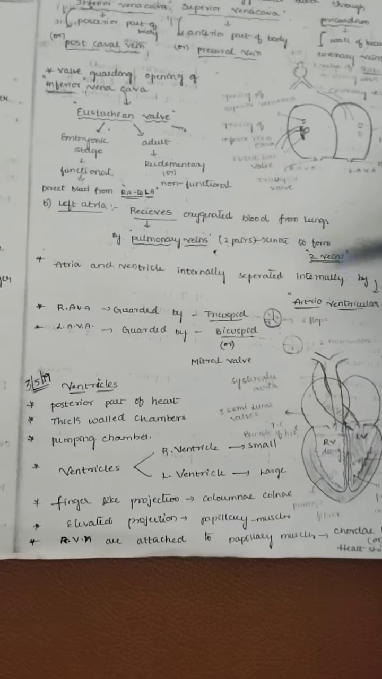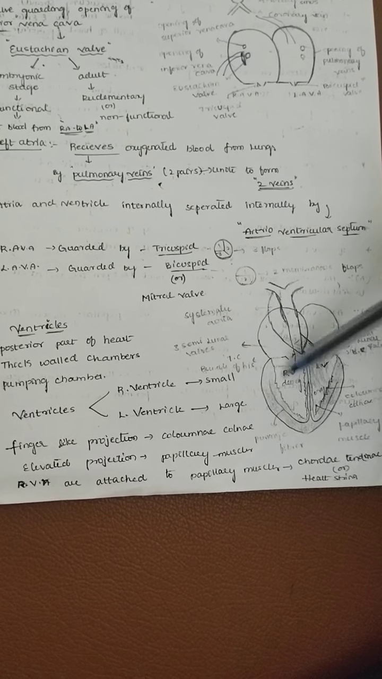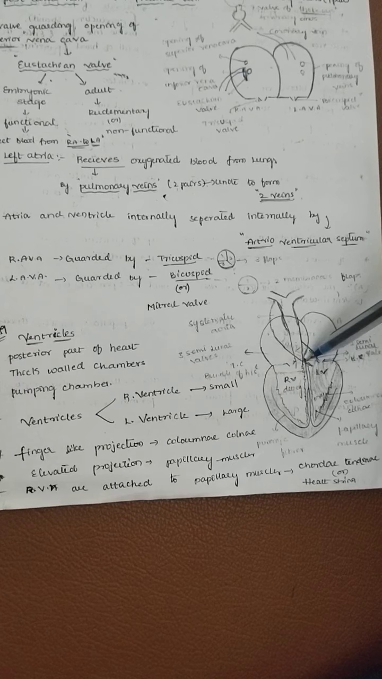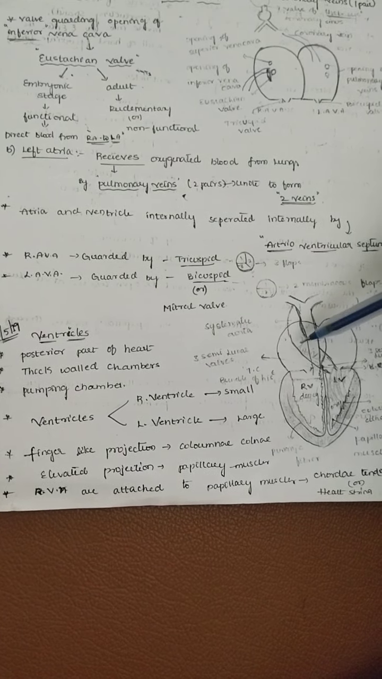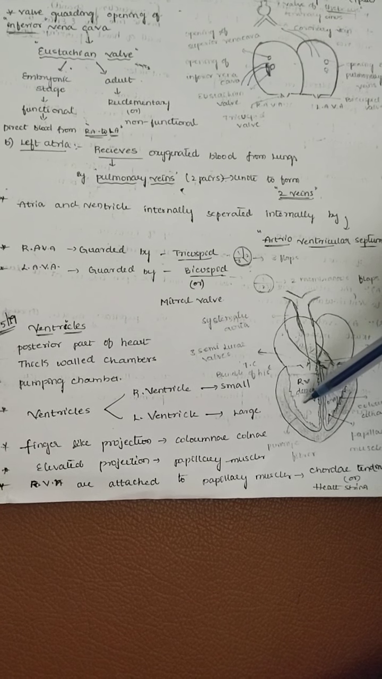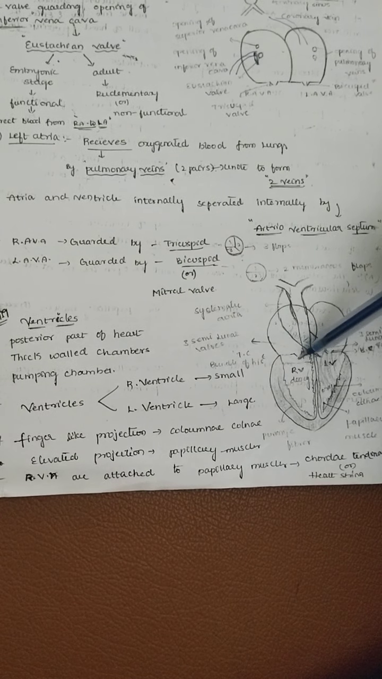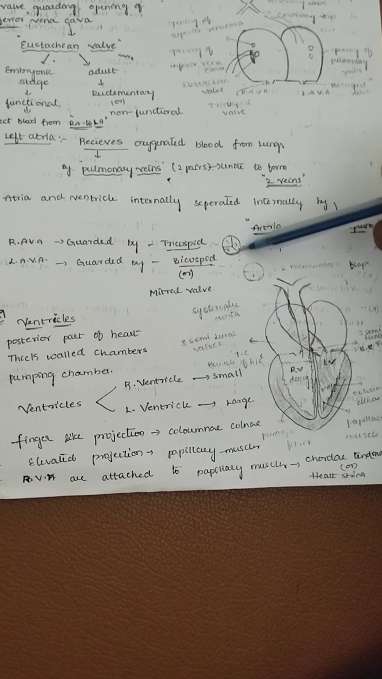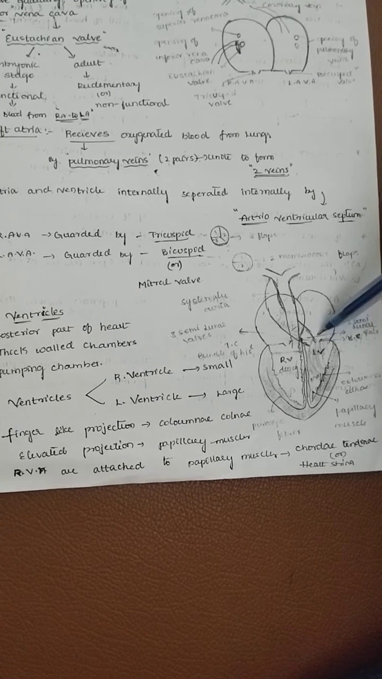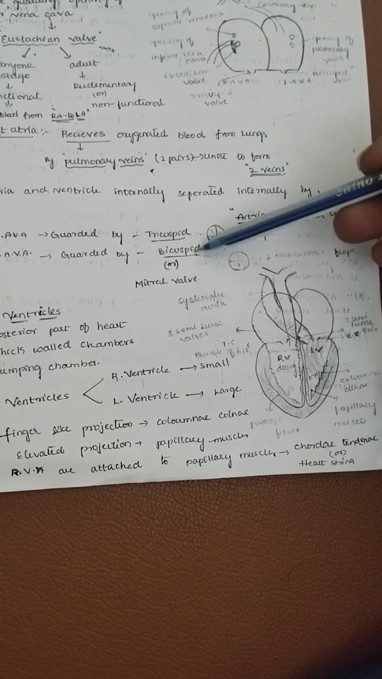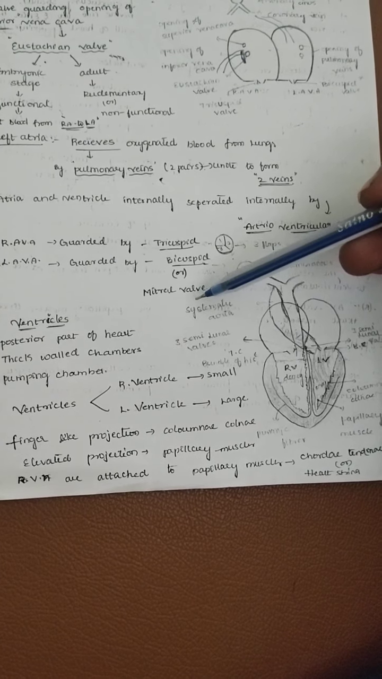Now I already said the atria and ventricles are internally separated by the atrioventricular septa. Here, the right atria and right ventricle are separated, or controlled, by the tricuspid valve. They have three valves, so it is called the tricuspid valve. The left atria and left ventricle are controlled by a valve called the bicuspid valve. The bicuspid valve is also called the mitral valve.